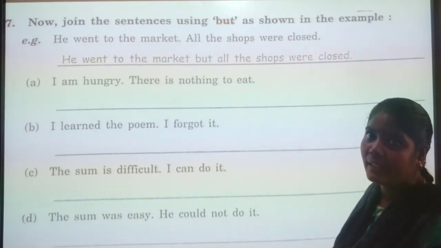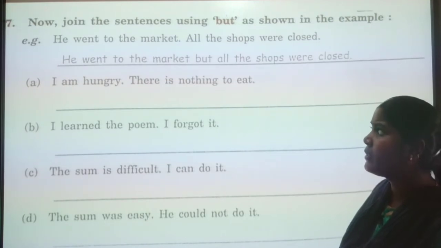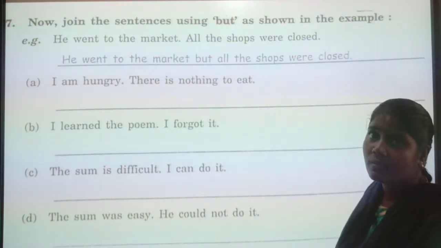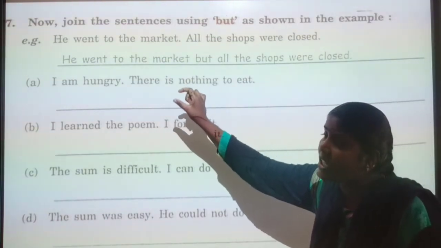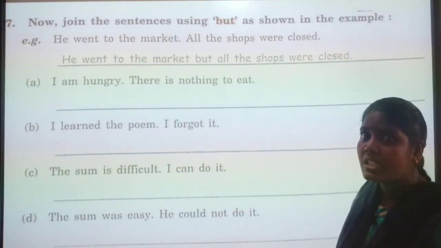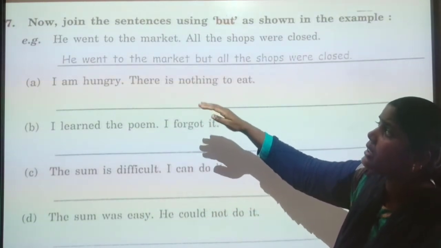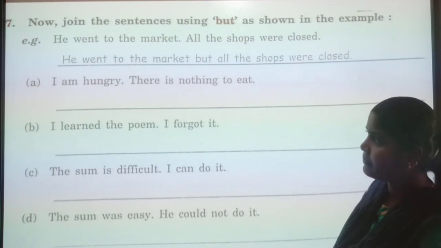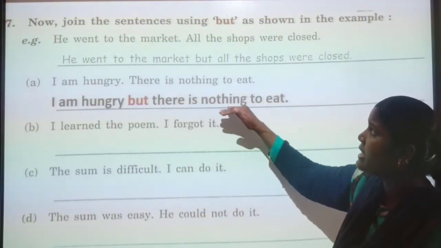I am hungry. That is one sentence. There is nothing to eat. I feel hungry. There is nothing to eat. So in between, which conjunction do we have to use? And or but? But. I am hungry, but there is nothing to eat.